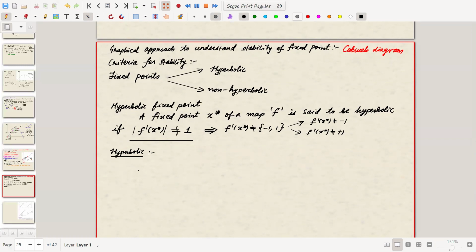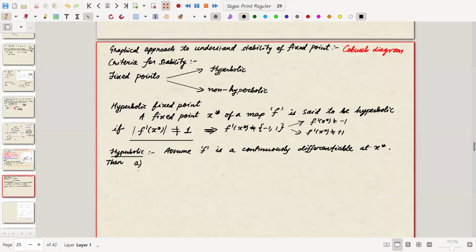You have to assume f is a continuously differentiable function. Why? We need the derivative. Because we are using the derivative of the map, we need f to be differentiable. If it is not a differentiable function, you can't take the derivative. It doesn't exist. So assume f is a continuously differentiable function at the fixed point x star.